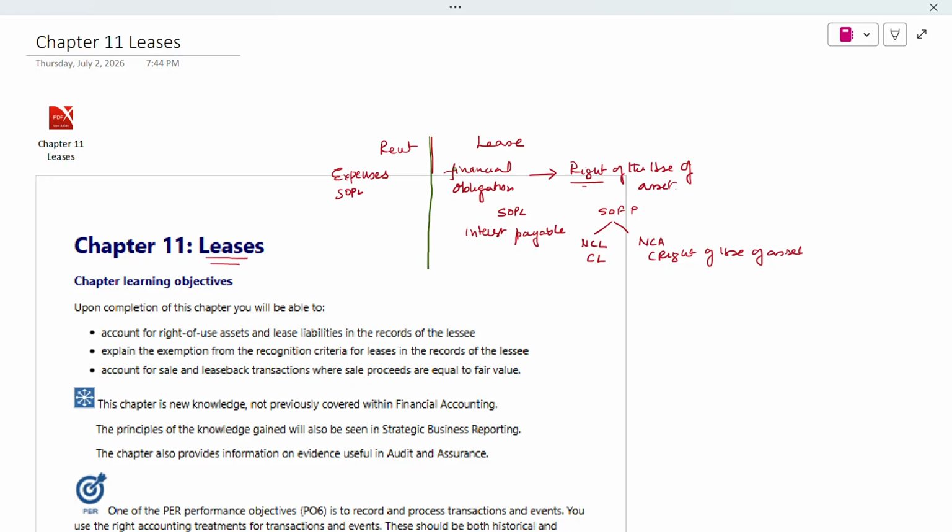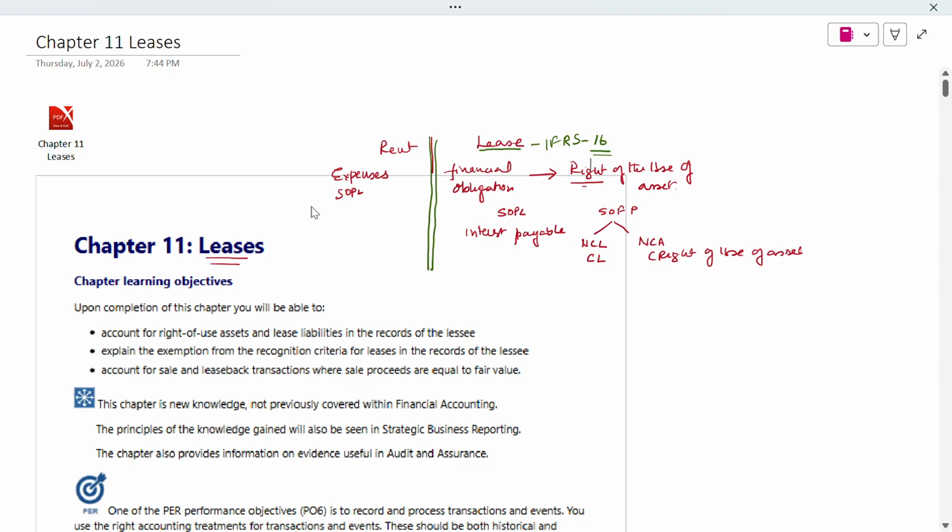You can put a clear difference like this. If you are taking it on rent, you have to pay only the rent expenses, that's all. But if you are taking it on lease, we have a good amount of working. IFRS 16 was previously IAS 17. They have not changed anything, but they have given more clarity with respect to IFRS 16.